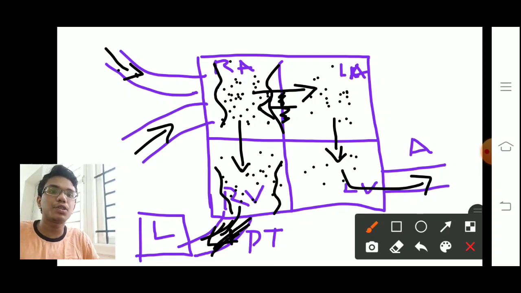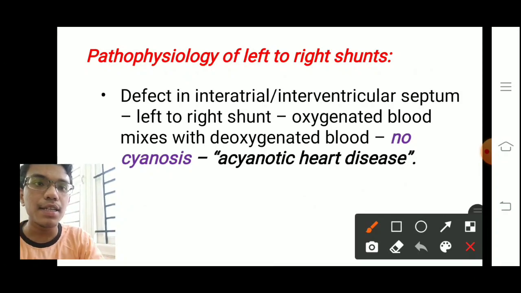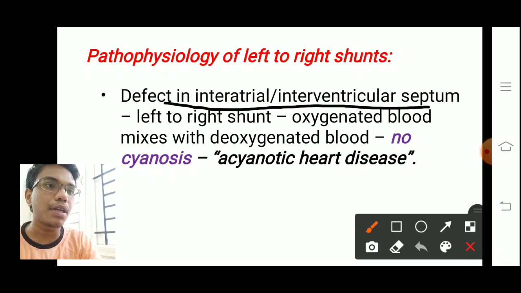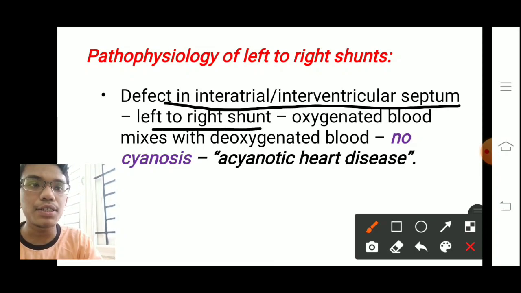Okay, so that leads to cyanosis, that is delayed cyanosis in case of left to right shunt. Now let me revise this. Left to right shunt, what happens here? There is a defect of the interatrial, or it can be the interventricular septum, depending upon the specific diseases. So there will be left to right shunt.